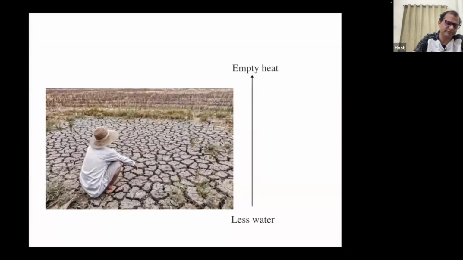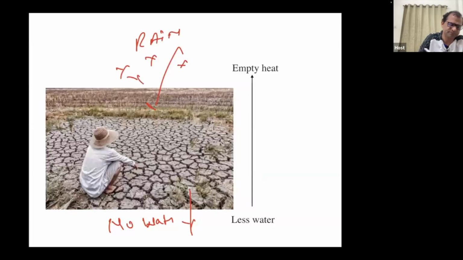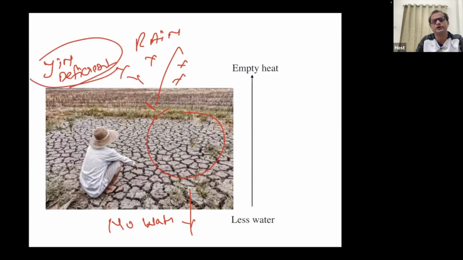You can see the land. In the land, there is no water because water is not raining. No rain. What is the condition of the land? Can you see this? So this land we can tell is yin deficient. Yin deficient and no water in the land.